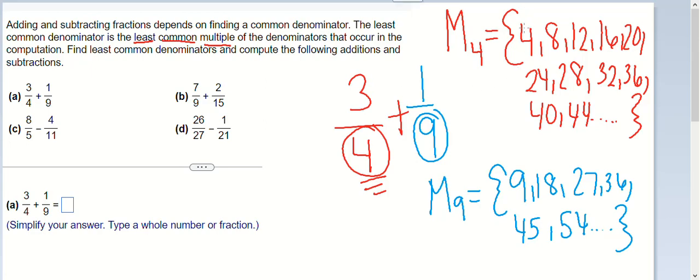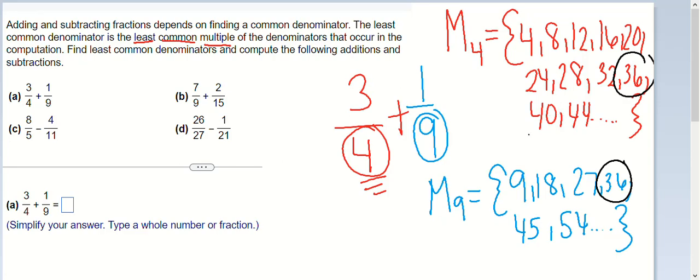Do they both share a 4? No. Do they both share an 8? No. Do they both share a 12? No. A 16? Nope. A 20? No. 24? Nope. 28? Nope. 32? Nope. 36. Here's one. They both share a 36. They don't share a 40 or a 44.